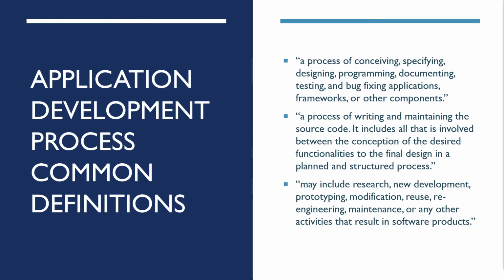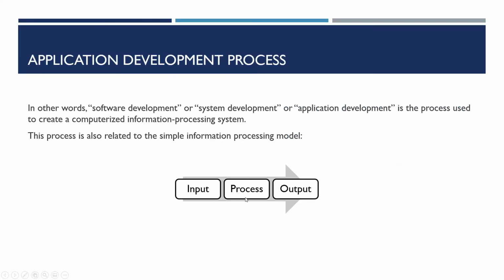But from the name itself, application development process, we can come up with our own definition, right? Application development is a process of developing an application, in a simple definition. In other words, the application development process is also referred to as software development, system development, or application development. As long as you're developing a software, system, or application, those words are similar and interchangeable. It is a process used to create computerized information, an automated information processing system, or information system.